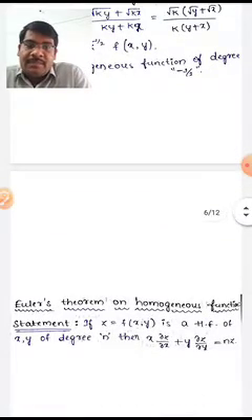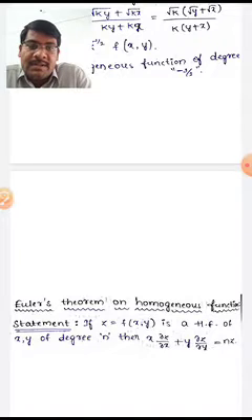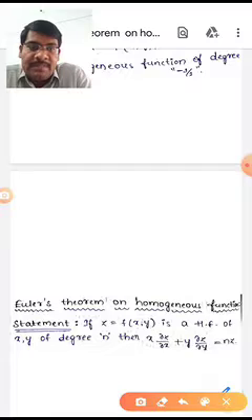Now, using the homogeneous function, we have to verify a theorem, that is Euler's theorem. Suppose a function z is equal to f of x comma y is a homogeneous function in x comma y of degree n. Then x into dou z by dou x plus y into dou z by dou y is equal to nz. Here n is the degree of the homogeneous function.